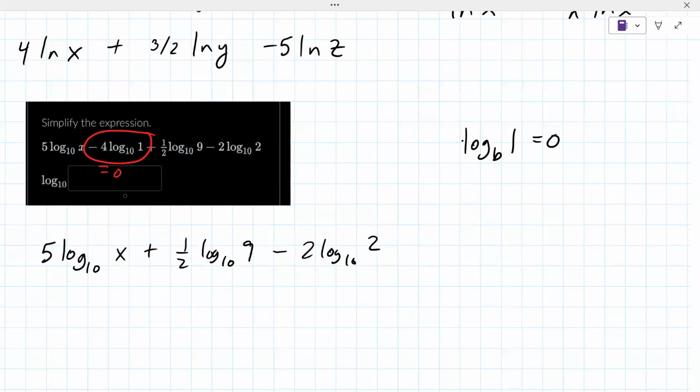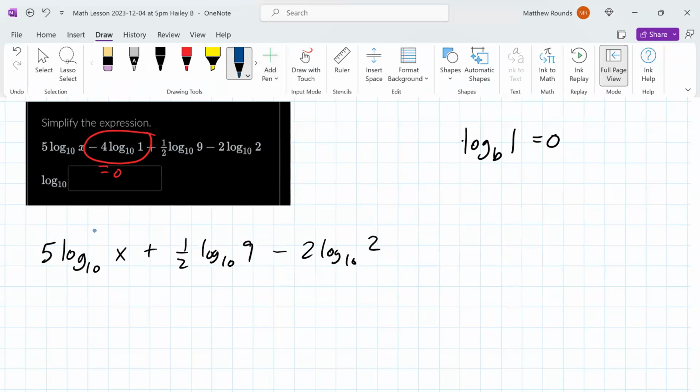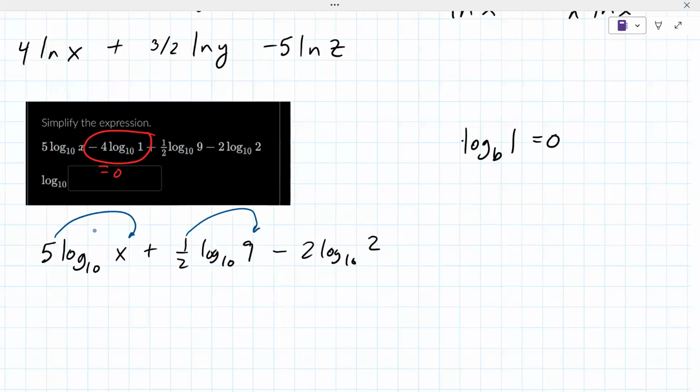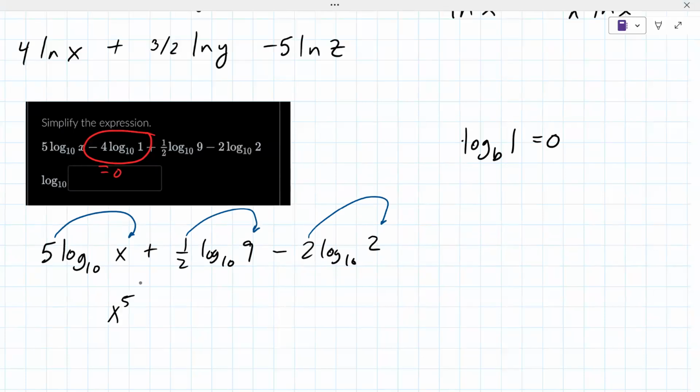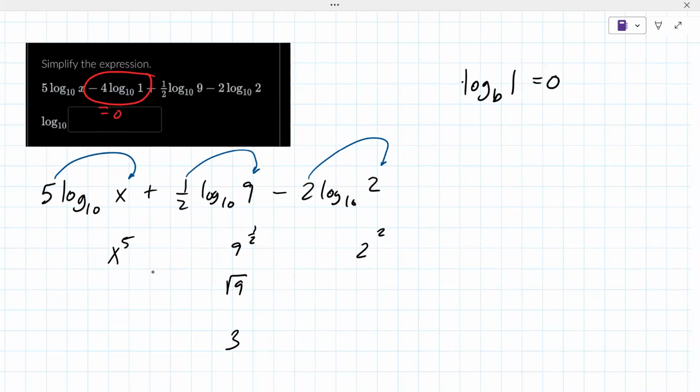of 2. All right, so the next thing here is that you bring the exponent up for all of them. And so this becomes x to the fifth, 9 to the 1/2, 2 to the 2. And the reason I'm not writing the logs is because we're going to simplify. The 1/2 is the square root of 9, which is 3. This is 4. So it's log base 10 x to the fifth plus log base 10 of 3 minus log base 10 of 4.